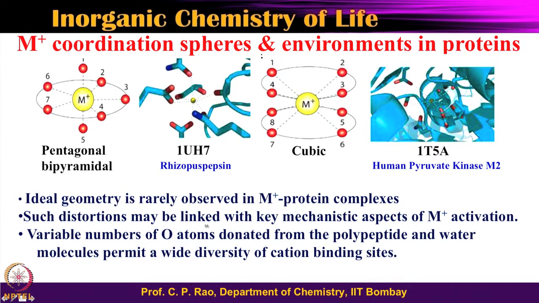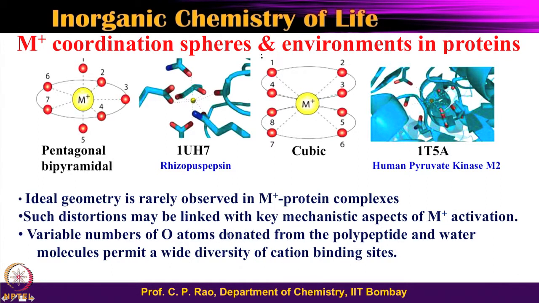Such distortions may have importance in their function, in their mechanism of activating the enzymes. So, that is what I told you, they are more important for activity, for function, for catalysis. And then mostly oxygen centers. Where are the oxygens coming from?